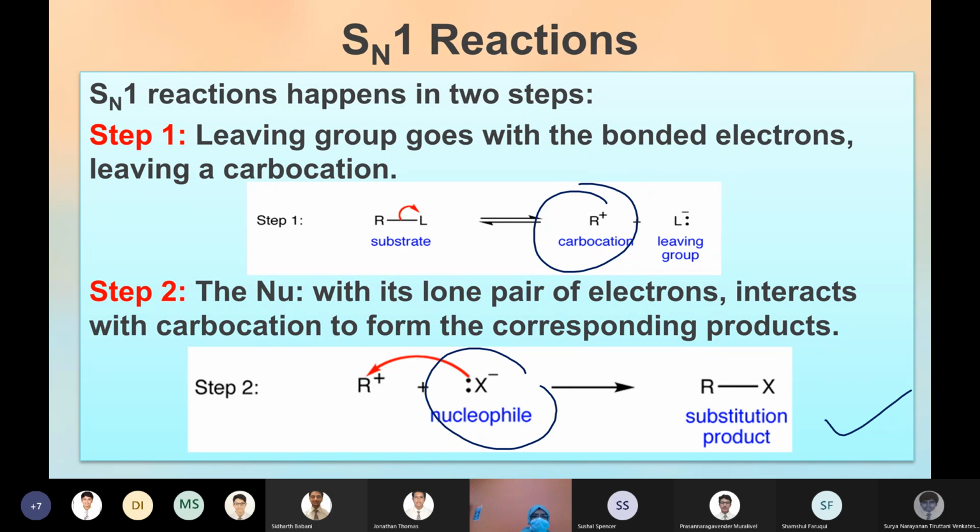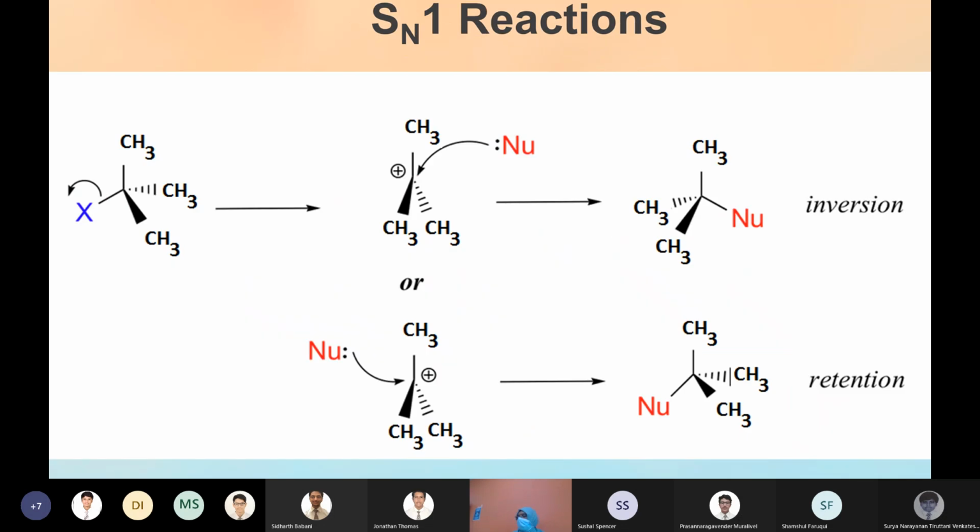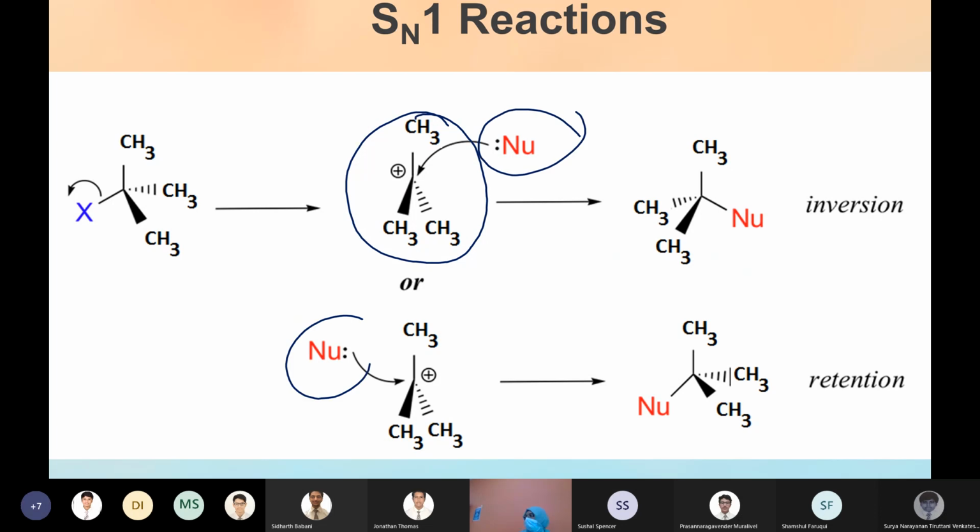So here also step 1 is the slowest rate determining step, and there is only one reactant or one molecule taking part. That is why it's unimolecular. Uni means only one molecule taking part in the slowest rate determining step. So there are 2 possibilities. After the formation of a carbocation, the nucleophile can attack either from the same direction as the leaving group or from the opposite direction. That means both inversion and retention are possible. So it leads to the formation of a racemic mixture.